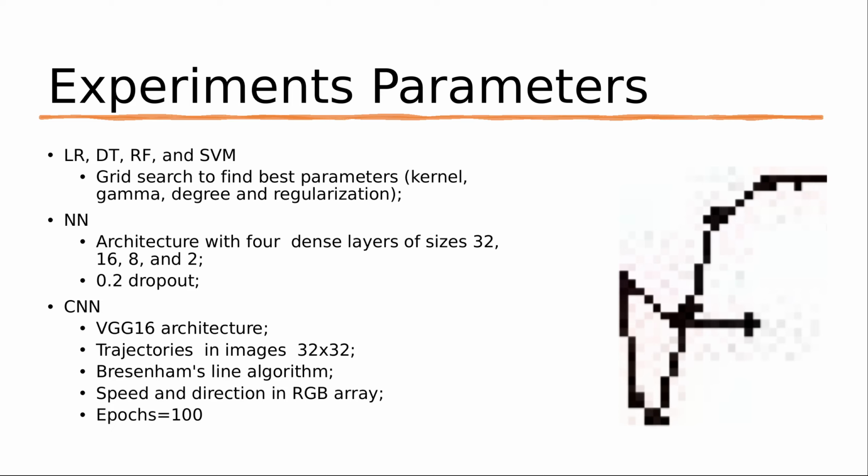We transform the trajectories into images of 32 by 32 pixels. We use a Bresenham interpolation algorithm to construct the missing pixels in the image. Finally, we insert the speed and direction data into an RGB array, where the R was used for the color, the G for speed, and the B for direction. The number of epochs to train the model was 100. An example of the trajectory image built can be seen here on the right.